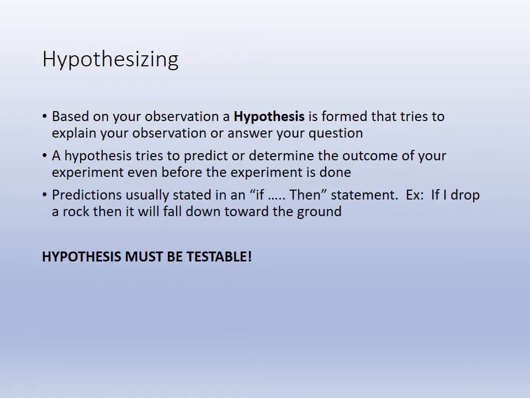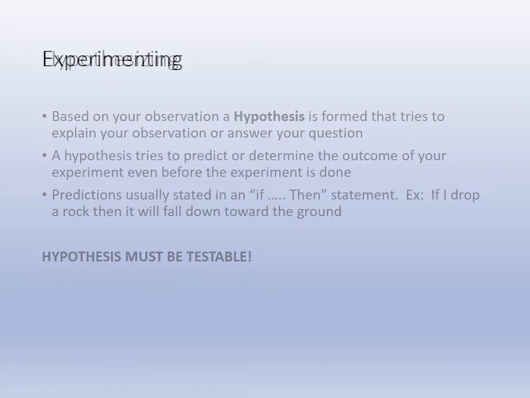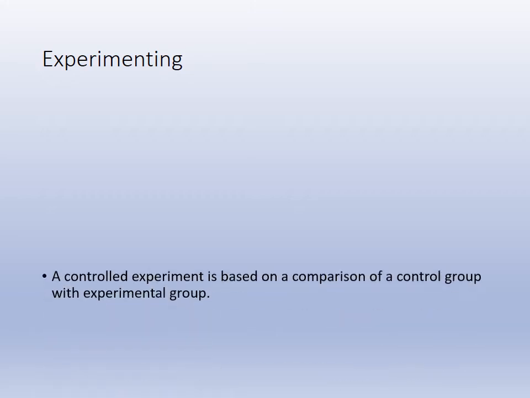So your hypothesis is usually an if-then statement, and it has to be clear and testable. It's what you believe the outcome will be. It doesn't matter if you're right or wrong at this point. It's just based on your observations. Then the experiment takes place. That's how you test your hypothesis.